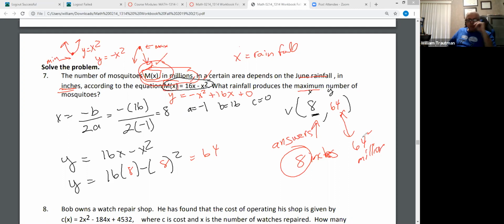Everybody okay with that? So in each of these word problems, we're going to find the vertex, and the vertex is going to give us the answer.